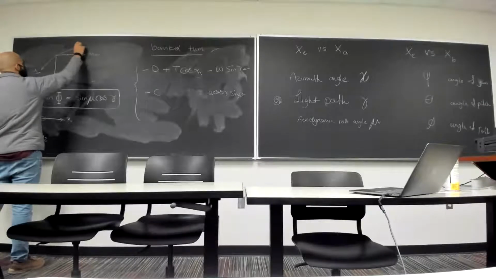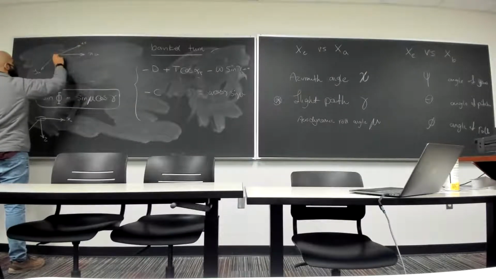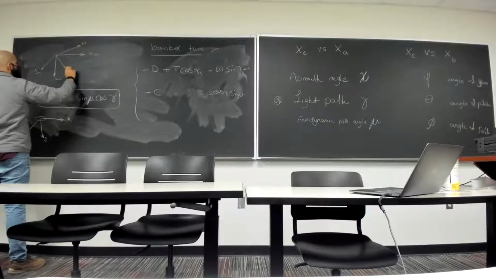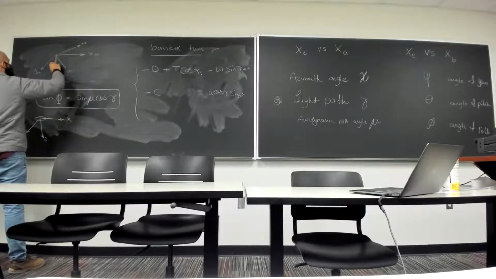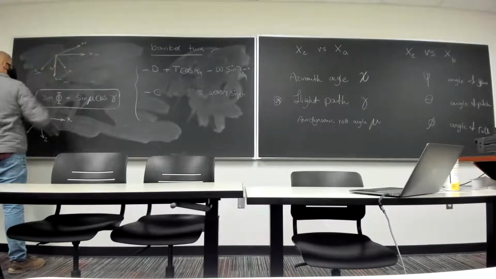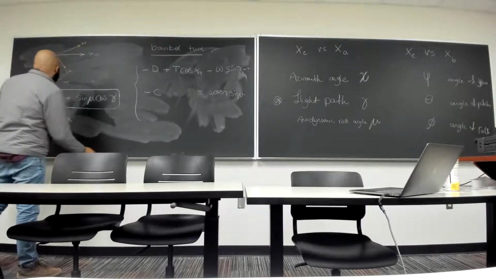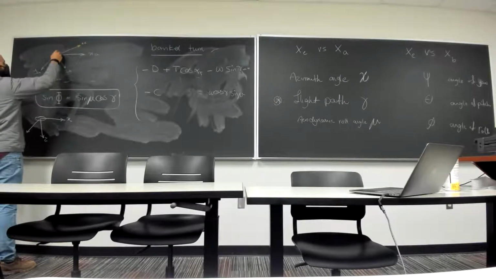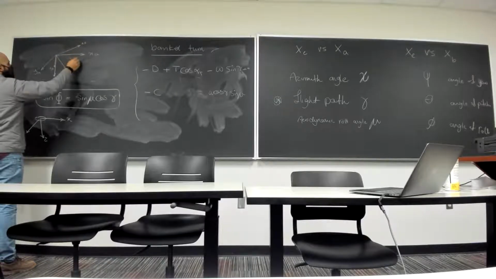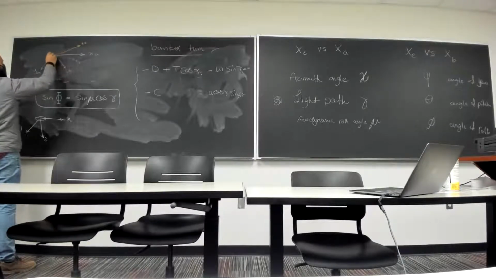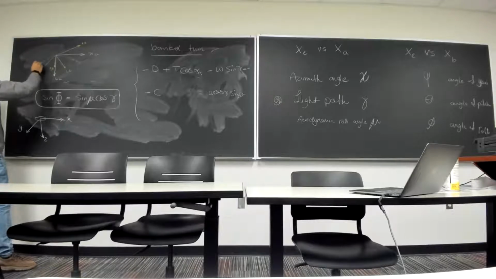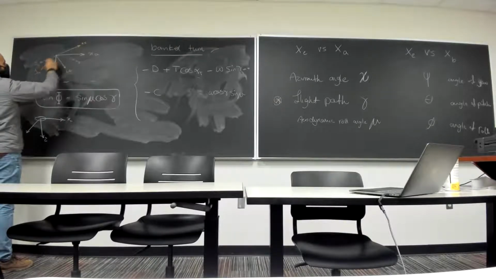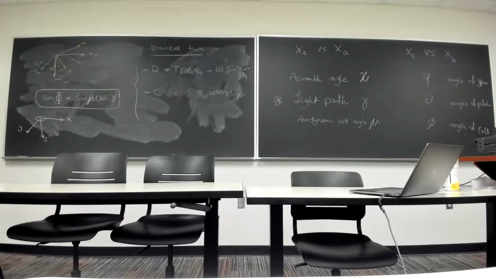Let's say this is your x of E, Z of E, and Y of E. And then we have x of B, let's do Y of B like this, and then Z of B. Okay, we have three different coordinate systems.